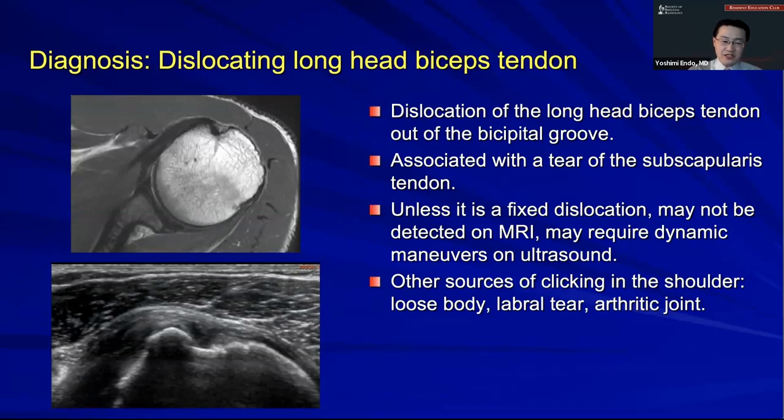But as long as the patient can reproduce the clicking sensation when they come to you, this is something you should be able to diagnose on ultrasound. Other sources of clicking in the shoulder may include loose bodies. Labral tears have been described as a source of clicking. Even an arthritic joint, if there's bone on bone, can result in a rubbing sensation and potentially clicking when the patient moves the shoulder.